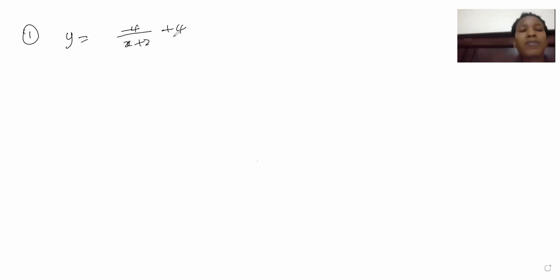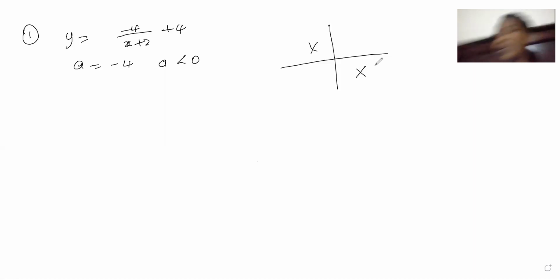So again, we have y equals negative 4 over x plus 2, plus 4. As I said, our a is negative 4. You see a is less than 0. Therefore, our graph lies in the second and fourth quadrants.